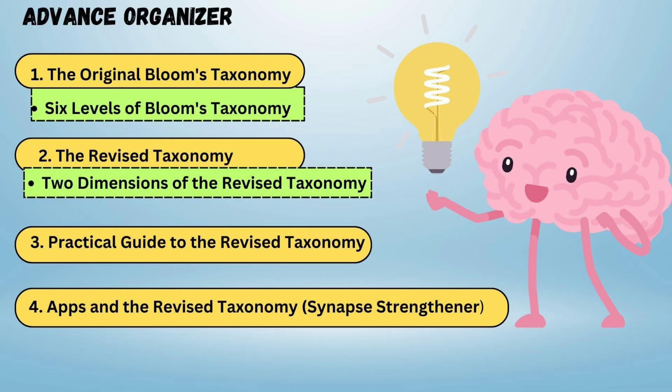In our topic for today, we have the Advanced Organizer. First, the original Bloom's Taxonomy. In the original Bloom taxonomy, there are 6 levels. Second, the revised taxonomy. They have 2 dimensions of the revised taxonomy. Third, a practical guide to the revised taxonomy. Fourth, apps and the revised taxonomy.